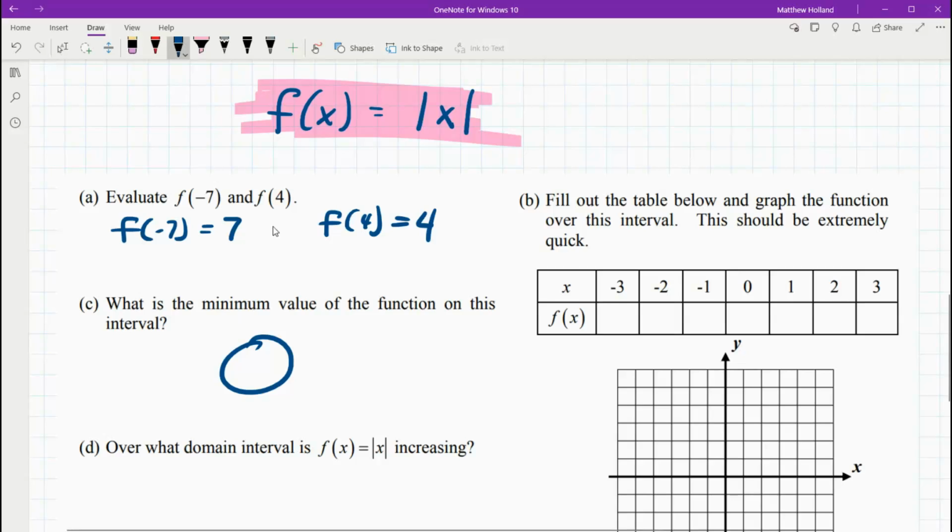The absolute value of negative 3 is 3. The absolute value of negative 2 is 2. And so on. Excuse me, and so forth.